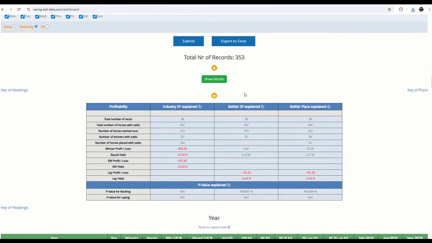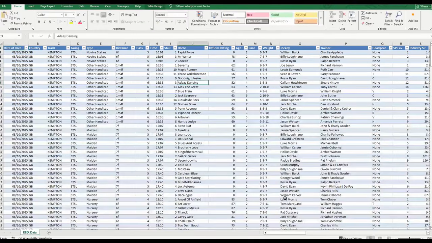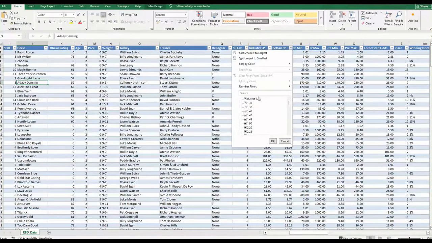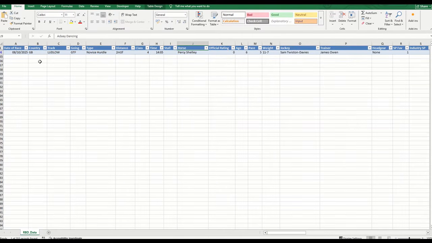In fact, let's just check to see what that actually was. I think there was one of those ridiculous races where there was just one horse participating in the race. So here's the output to Excel. I'm just going to very quickly have a look here. It's the quickest way to do it. So if we go to Betfair SP, there should be a blank. And we can see there that there was a race yesterday, 8th of the 10th at 2:05, horse Percy Shelley.